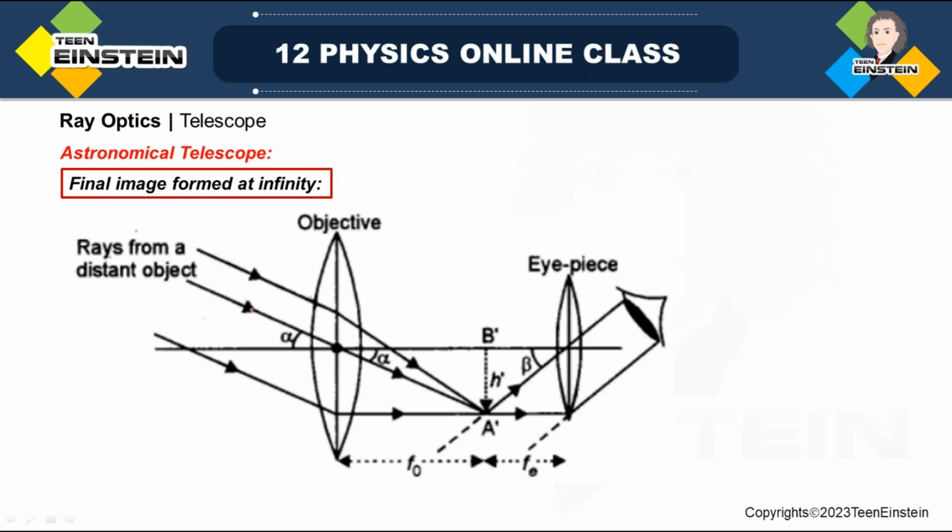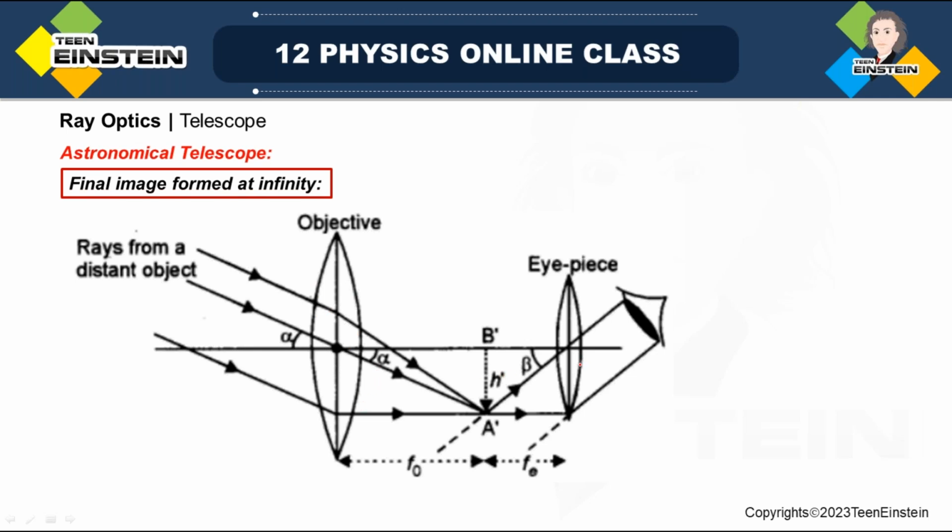So in this case, the same thing is happening here also. The parallel rays are incident on the objective at a certain angle alpha, as you can see here. In this case, the image formed by this objective will be real and inverted. You can see that A prime B prime is the image formed by the objective, at the focal plane of the objective itself.